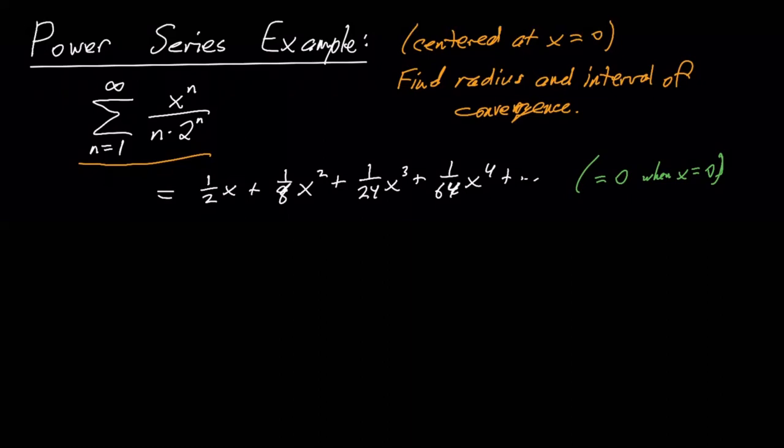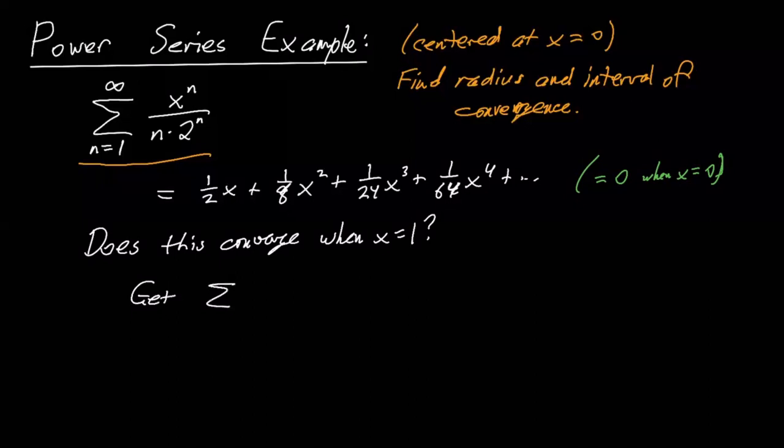Again, I just want to explore a little bit before I do the formal approach that everyone uses. Let's just ask, does this converge when x equals 1, say? Well, if we plug in x equals 1, in the summation notation, it's just the sum of 1 over n times 2 to the n.